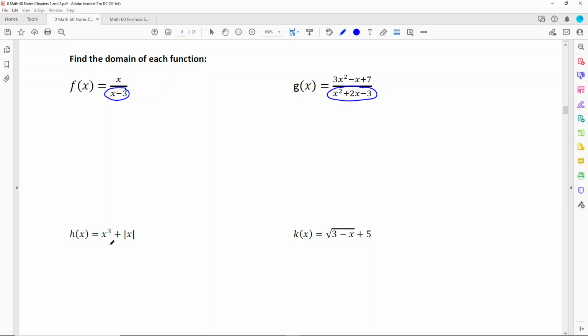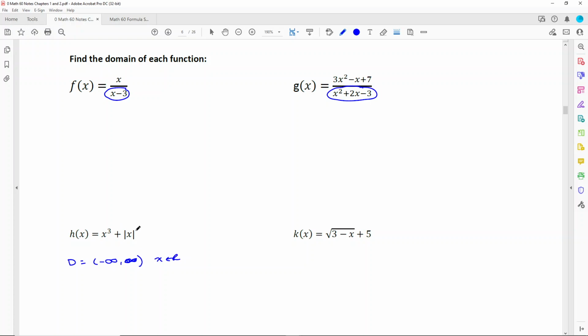This one, there are no x's in denominators, and there are no radicals either. So even though there's this funky absolute value thing, there's nothing I can't put in for x. So for the domain, this one would be negative infinity to infinity in interval notation, or again, if you like set notation, x can be anything because there's nothing I can't cube.